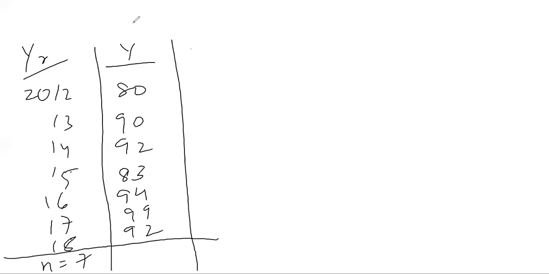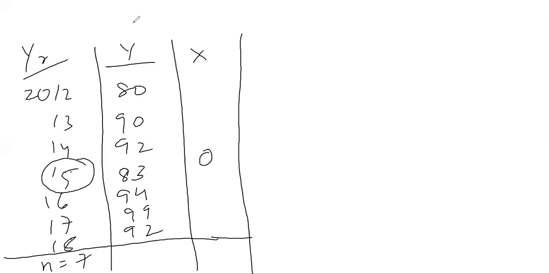So your x only will change here. If I'm taking mid-year as the origin, remember 15 is 0 now. So you have to take the mid-year as the origin. So your past years will be minus and your after years will be positive. Because these are all consecutive, I've taken it like this. Every other procedure remains the same.